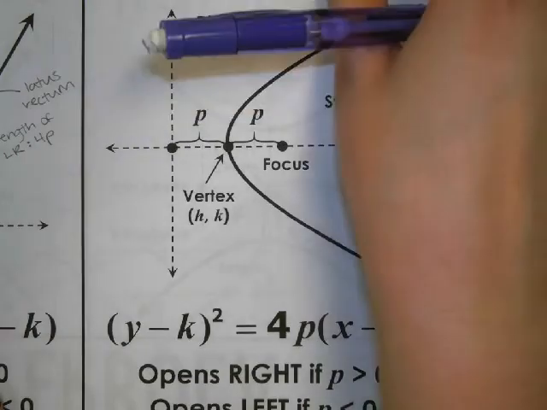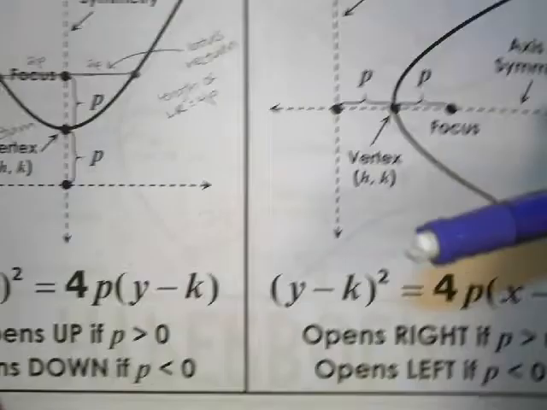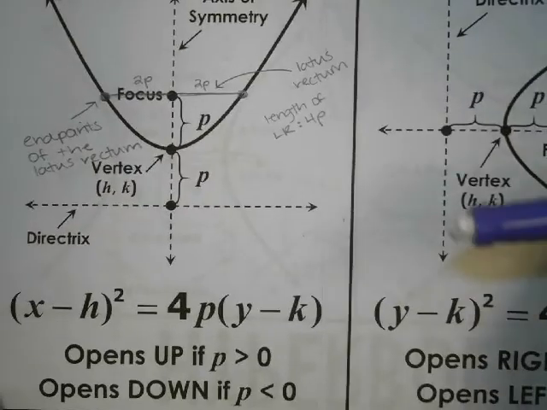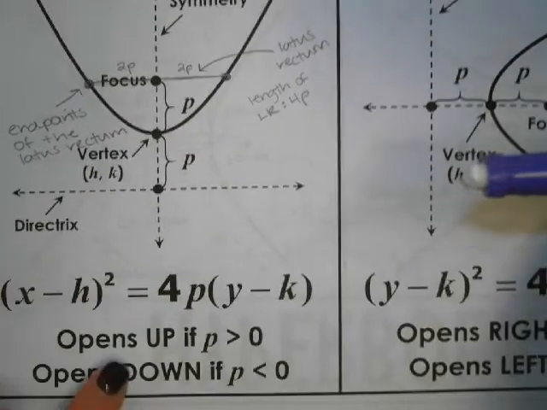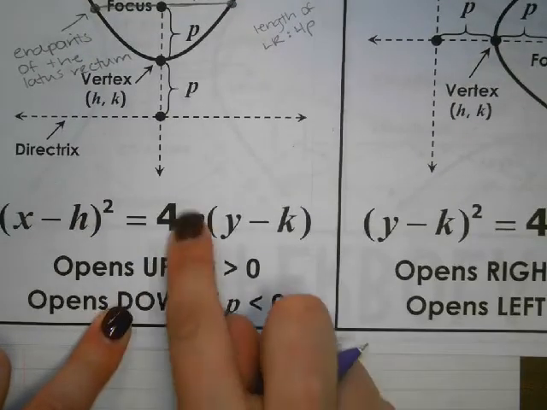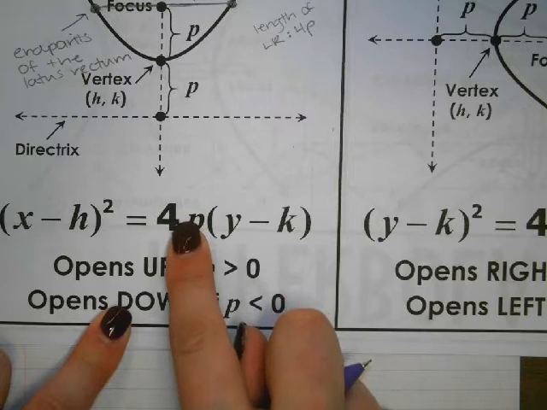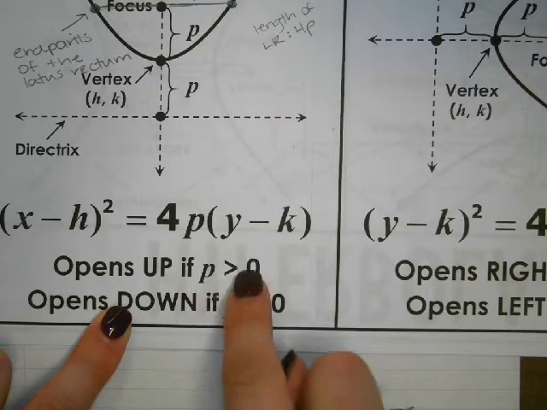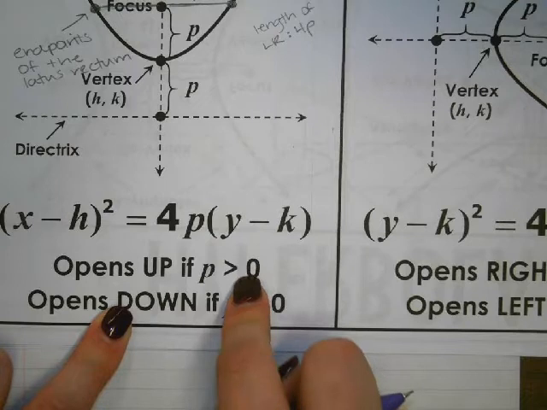Okay, so here's how you'll know if it's opening to the right versus opening to the left, or opening up versus opening down. It opens up if this coefficient right here is positive. Okay, so if p is greater than 0, if this part right here is positive, it goes up.